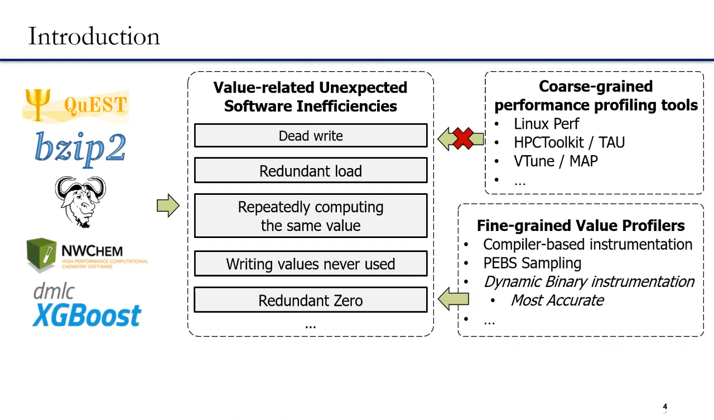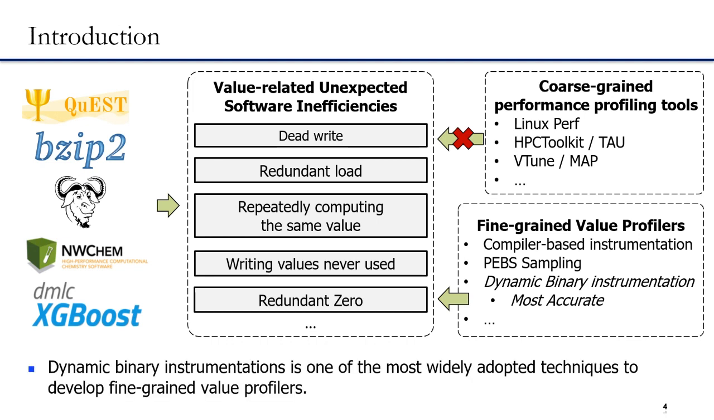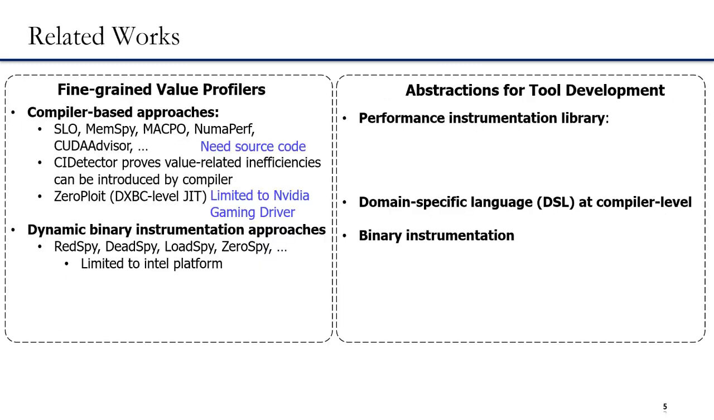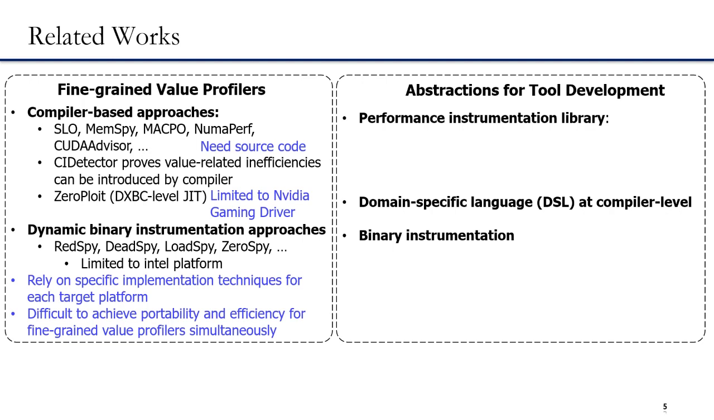In contrast, fine-grained value profilers have revealed a promising way to detect value-related inefficiencies with accurate root cause analysis for optimization guidance. Among them, dynamic binary instrumentation can provide the most accurate profiling results, and is one of the most widely adopted techniques to develop fine-grained value profilers. Fine-grained value profilers mainly rely on compiler passes and binary writers to instrument the code for analyzing runtime values. However, compiler-based approaches either need source code or are limited to specific domains for value profiling. Generally, the existing fine-grained value profilers rely on specific implementation techniques for each target platform, which makes it difficult to achieve portability and efficiency for fine-grained value profilers at the same time.